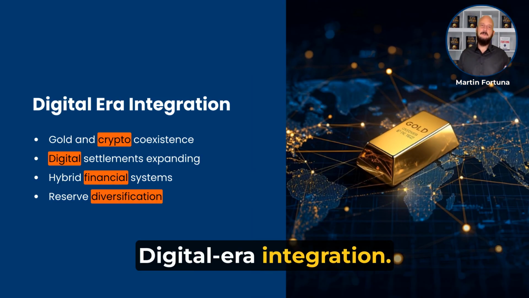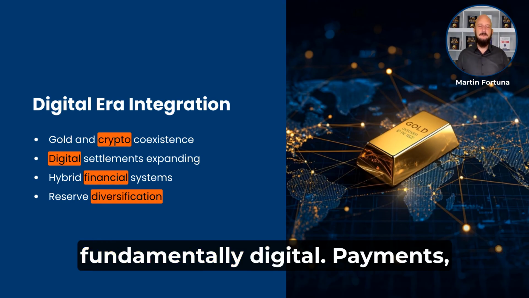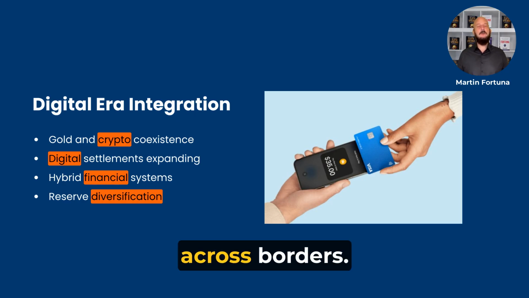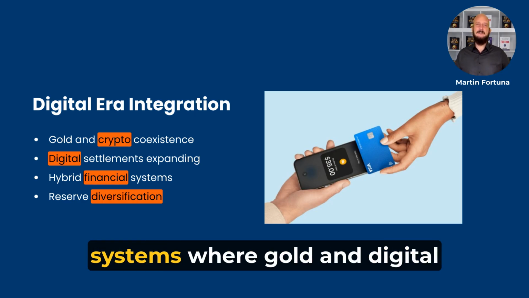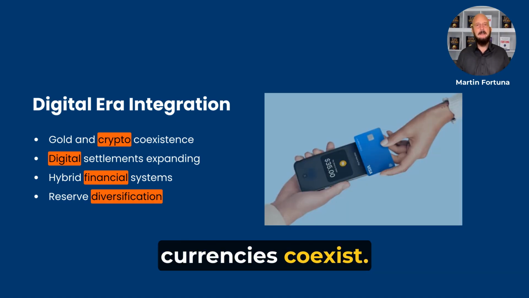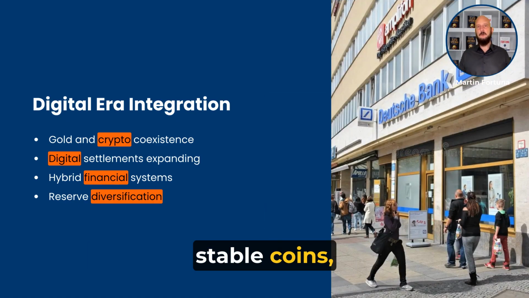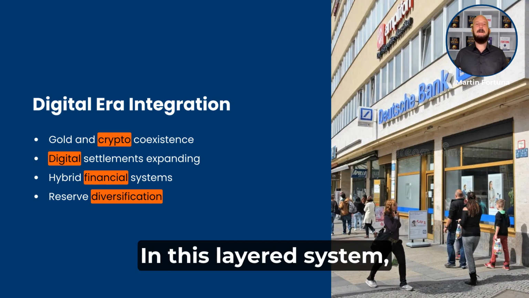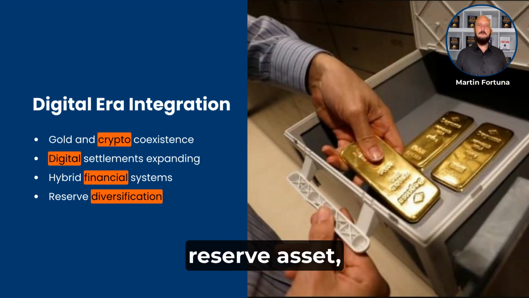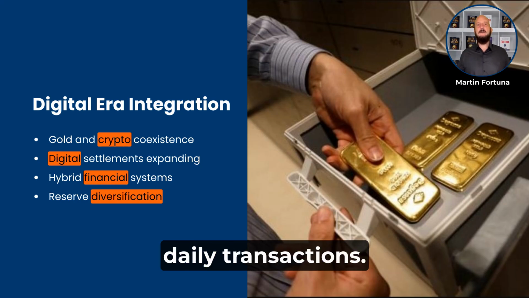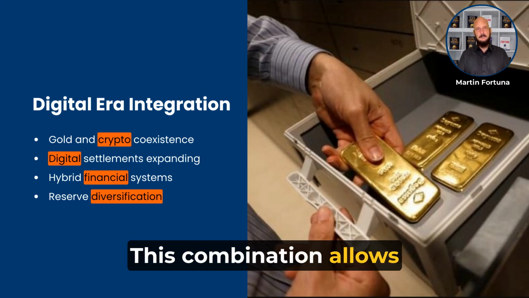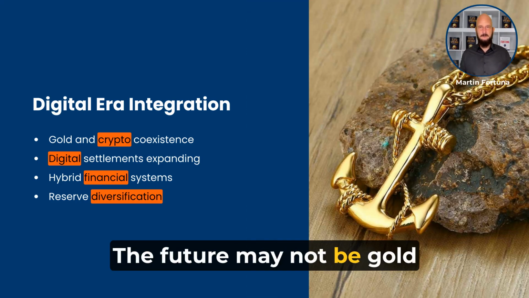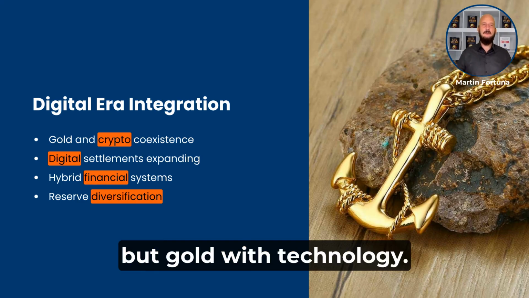Digital era integration. Today's financial world is fundamentally digital. Payments, settlements, and transactions occur instantly across borders. This opens the door for hybrid systems where gold and digital currencies coexist. Central bank digital currencies, stablecoins, and blockchain infrastructure could operate alongside physical reserves. In this layered system, gold might serve as the ultimate reserve asset, while digital tools handle daily transactions. This combination allows efficiency without losing a long-term anchor of value. The future may not be gold versus technology, but gold with technology.